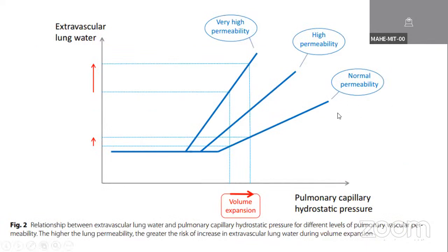So here we can see the relation between the pulmonary capillary hydrostatic pressure and extravascular lung water. If the patient has normal permeability, giving a large volume expansion like a fluid challenge of 500 ml, there is not much increase in the extravascular lung water. Whereas in a patient with ARDS who has high permeability, if you give 500 ml volume, it can cause a huge increase in the extravascular lung water and can cause pulmonary edema and a deleterious effect.